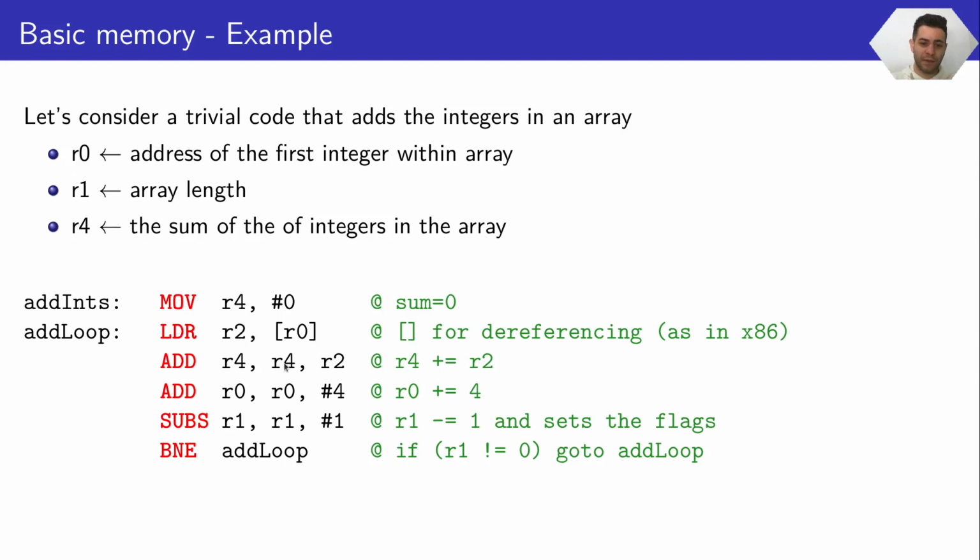Then we are summing R4 with R2. Then we add 4 to R0. It means that we are moving to the next integer in memory, and then we are subtracting 1 from R1. So we have the array length, and on each iteration we are subtracting 1 from the array length until we are done. And if R1 is different from 0, again, we go to the add loop.